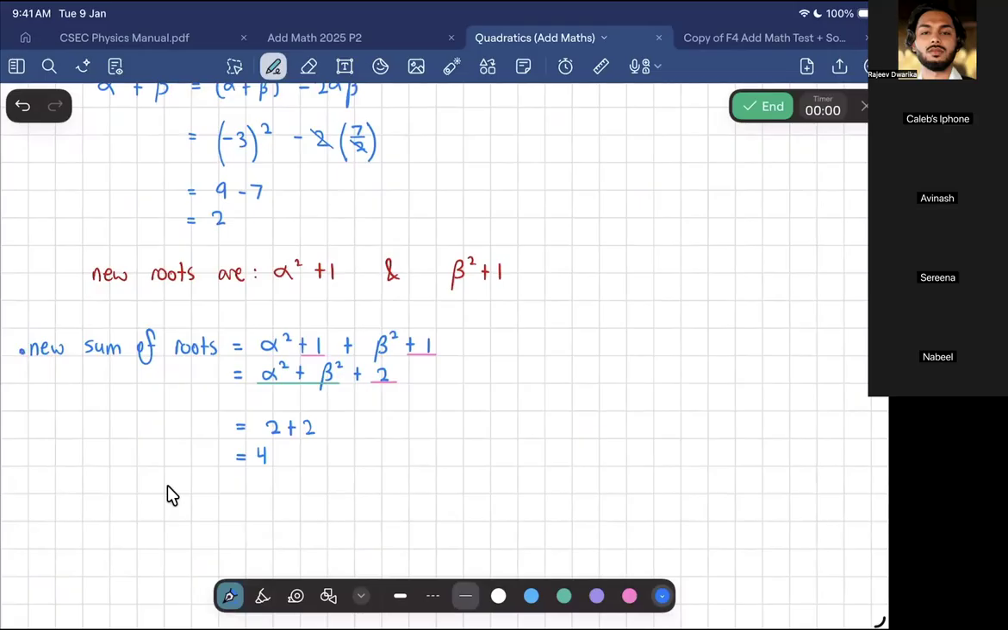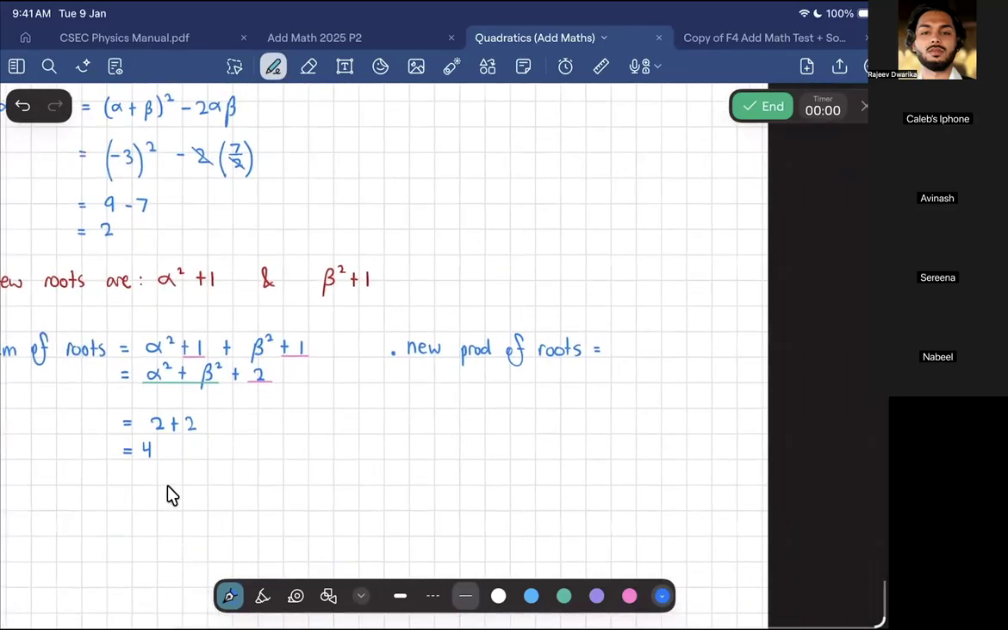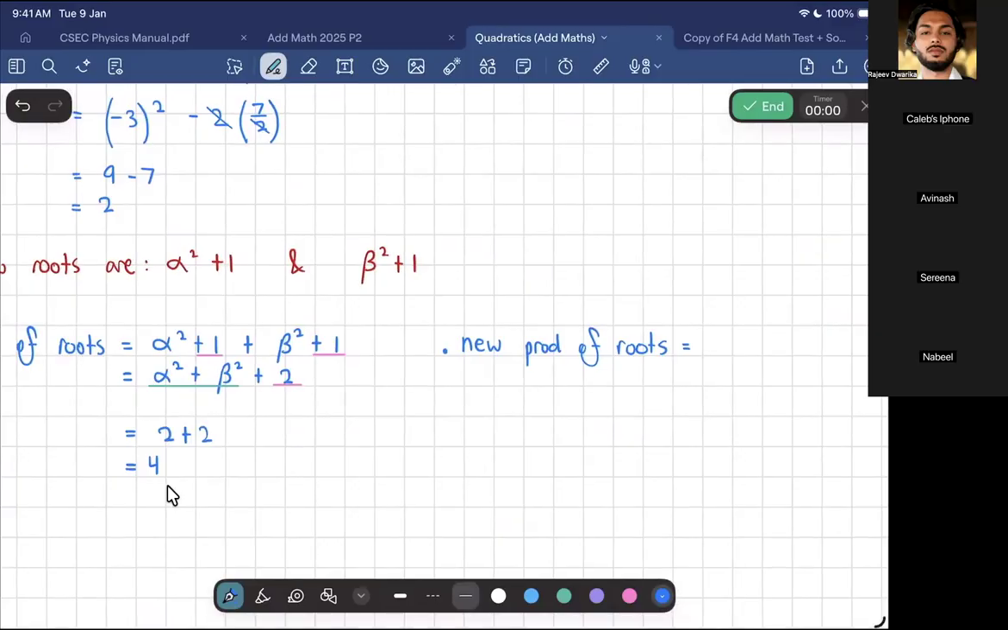Okay. So I found the new sum of the roots. Now we need to find the new what? Product. Right, we need to find the new product of roots. So how am I going to do that? That would be alpha squared plus 1 multiplied by beta squared plus 1.